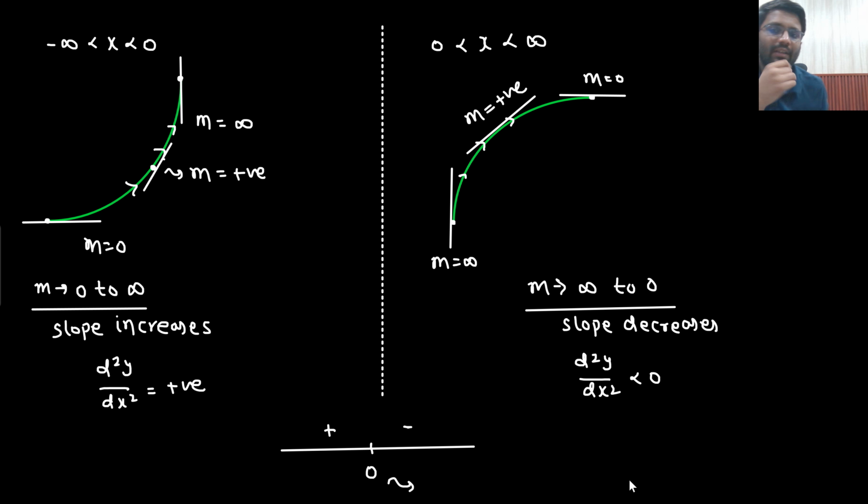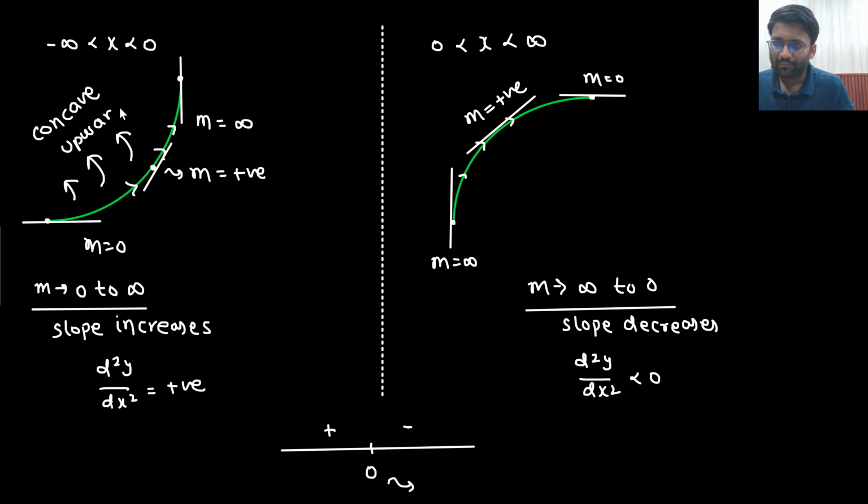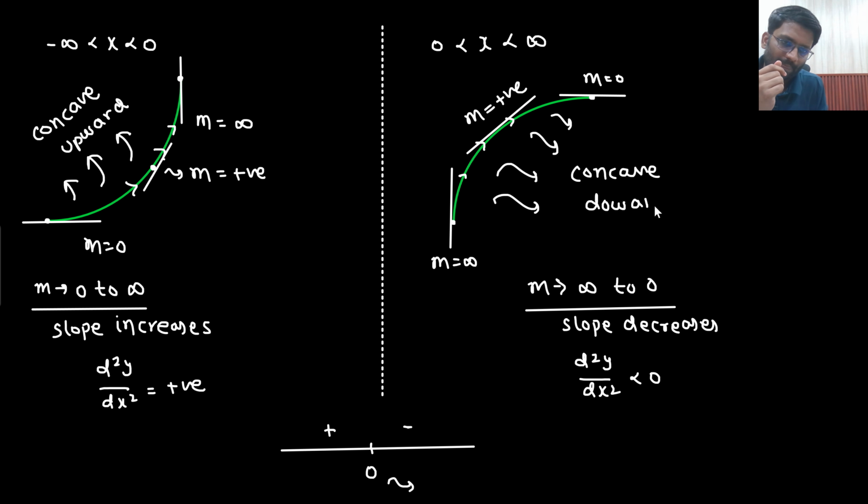Can you talk about the concavity? See the nature of this graph. It is looking upward, right? So the graph is concave upward. See the nature of this graph. The graph is looking downward. So this is concave downward. Concave upward and concave downward. So d2y by dx2 is changing its sign at x equals 0.